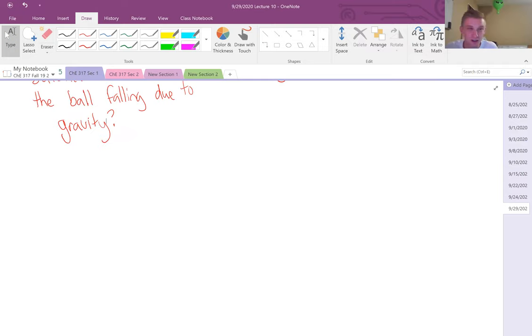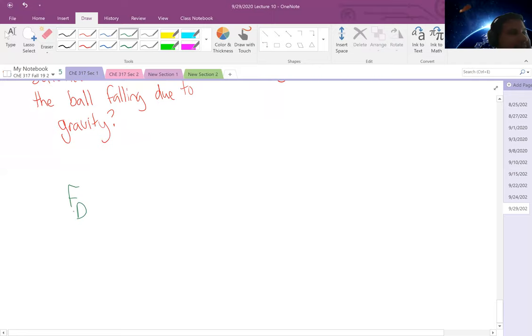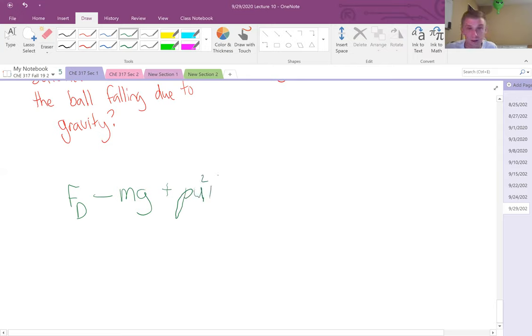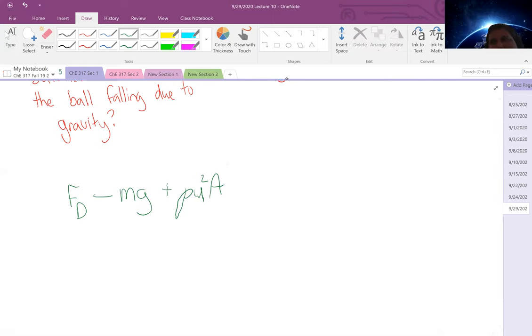So we have the drag coefficient in the positive. It's positive because it's going up. Then we have minus mass times gravity, plus density, velocity squared times area, for newtons, and then our restoring force. But would it have a restoring force? In this case, if I'm honest, you would really only have these two forces involved, and this would be equal to your momentum accumulation for your system.